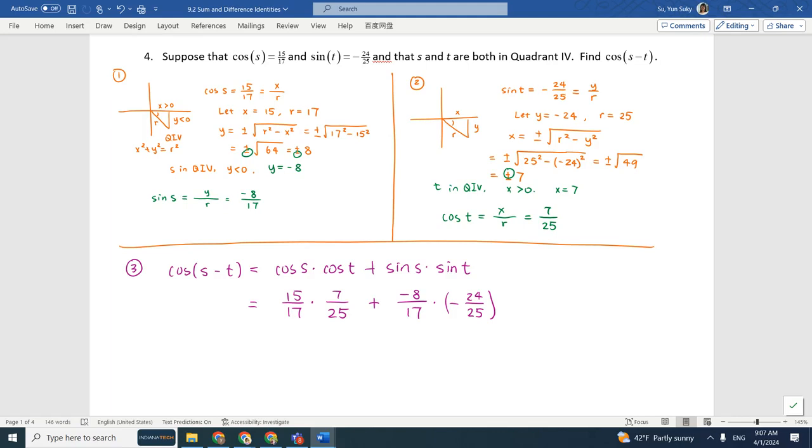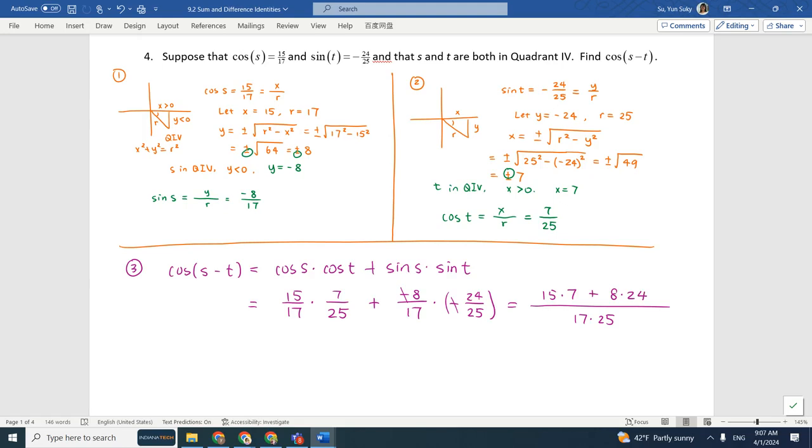So we plug in the numbers. And now you can use your calculator. Do you realize the denominators are the same? They're both 17 multiplied by 25. And the numerator, I have 15 times 7. But then do you see negative times negative becomes positive? So it becomes plus 8 times 24.